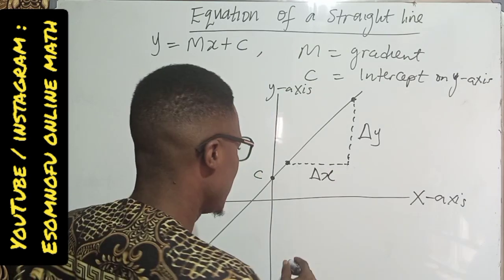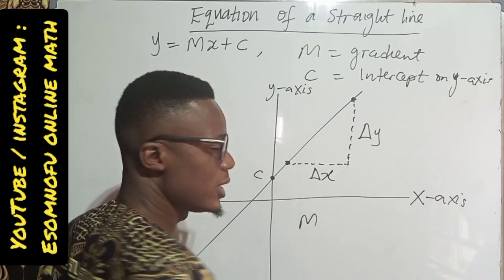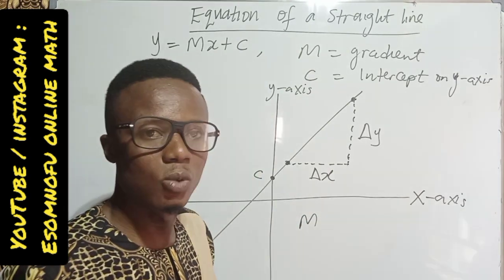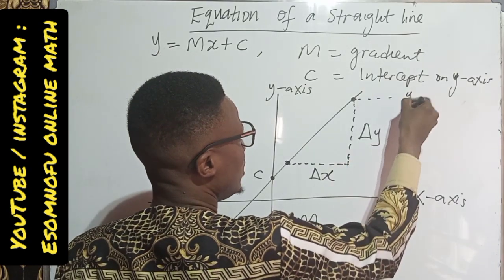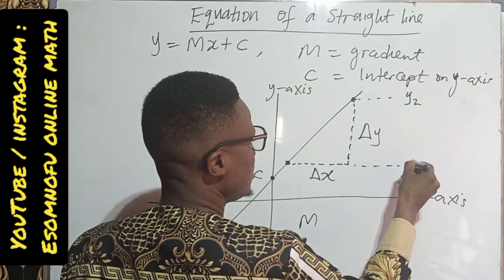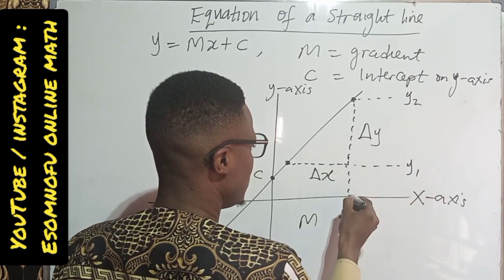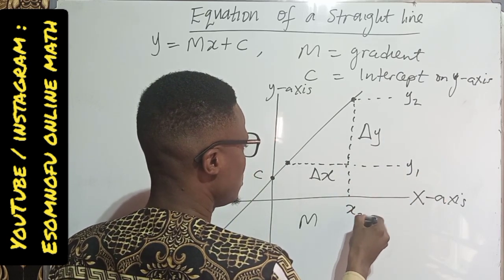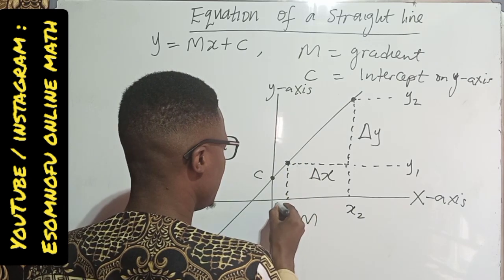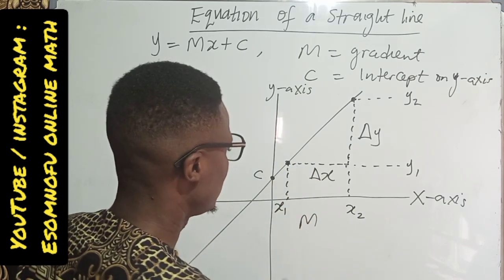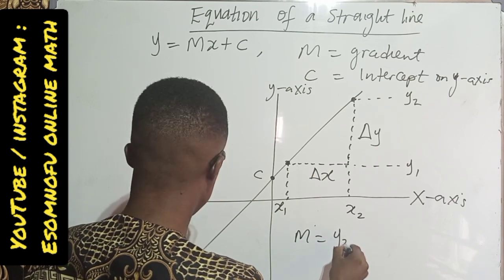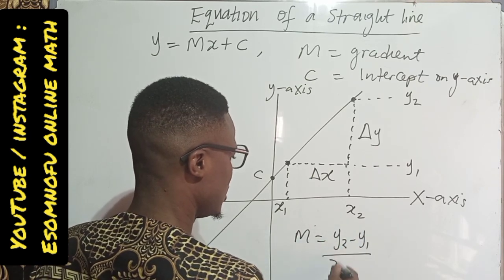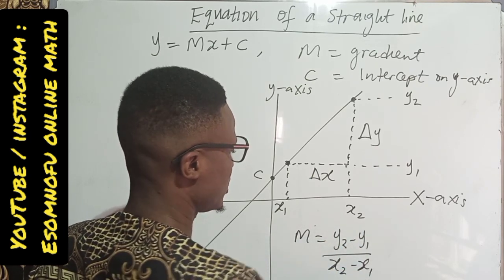Remember, change in x is the same thing as x2 minus x1. Change in y is y2 minus y1. Let this point be our y2, this point be our y1, this point be our x2, and this particular point be our x1. Therefore, our gradient m is equal to (y2 minus y1) over (x2 minus x1).